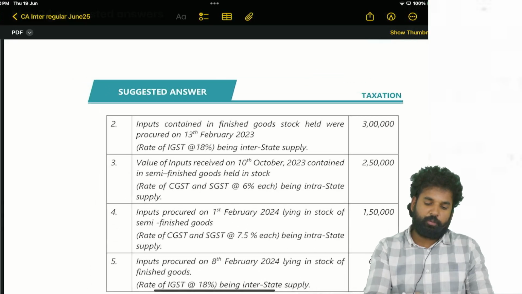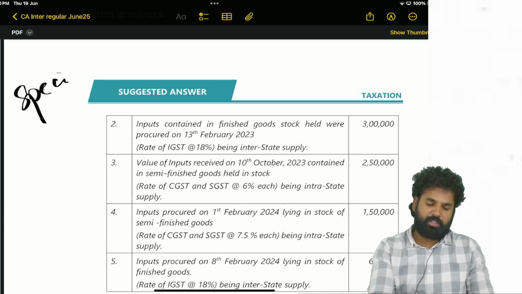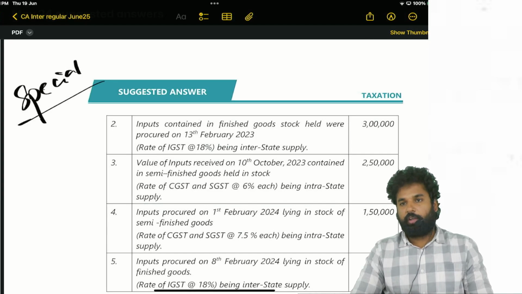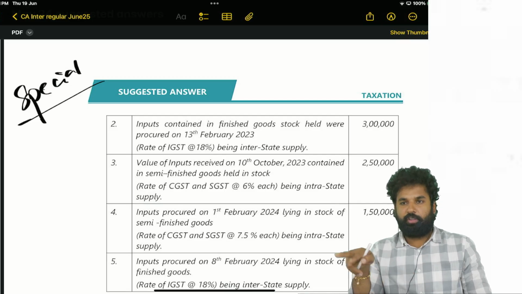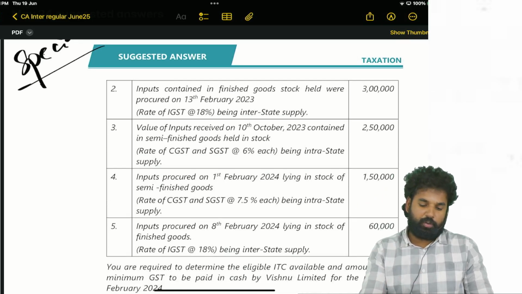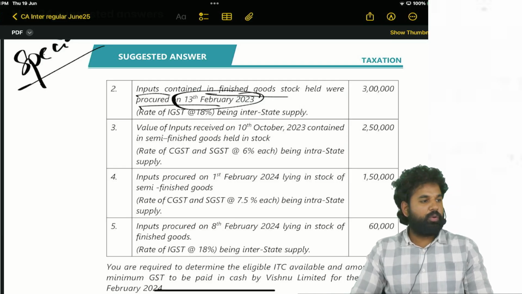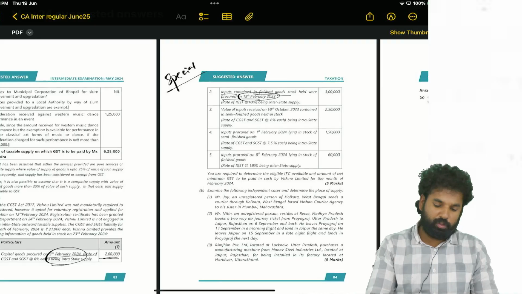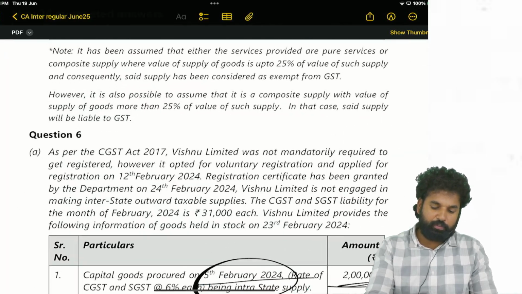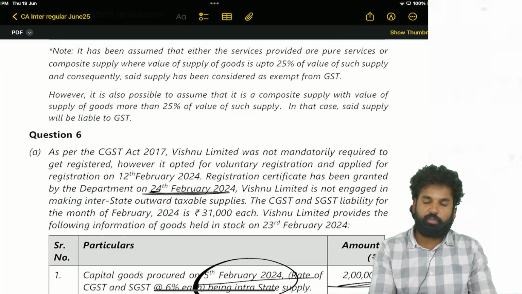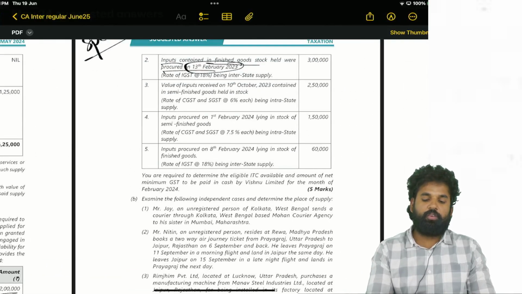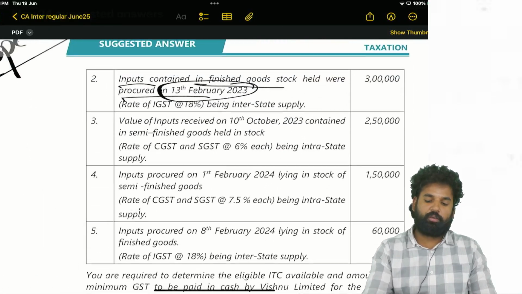So 2 lakhs. So this can be claimed. See, we are talking about special cases. Special case only, no. Capital goods, voluntary registration taken, unregistered to registered person, he is becoming capital goods. Now he is talking about inputs. Okay, in finished goods. That too procured on 13th February 23. Now we are in February 24. Registration on 24th February. So it's almost being 1 year, more than 1 year.